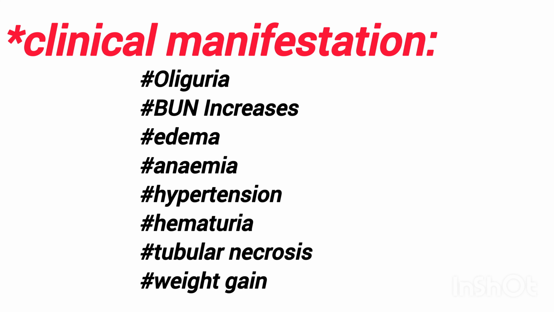Now we are going to see the clinical manifestations, that is signs and symptoms. First is oliguria. There will be decreased urine output, less than or equal to 400 ml per day, and BUN, that is blood urea nitrogen, and creatinine levels will be increased. We already saw in the pathophysiology that there is inability to excrete the waste products from our body due to the disturbance of kidney function. That leads to edema, anemia, hypertension, hematuria, which is blood in the urine, tubular necrosis, that is due to the cellular damage, and weight gain.